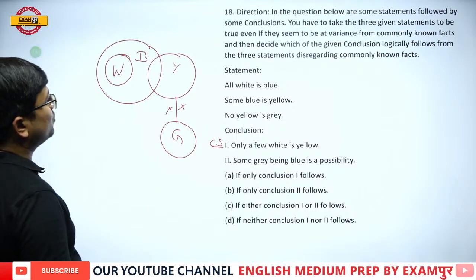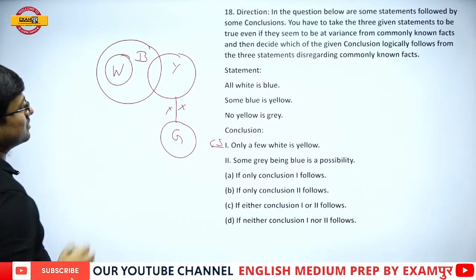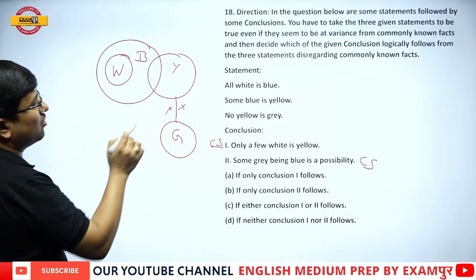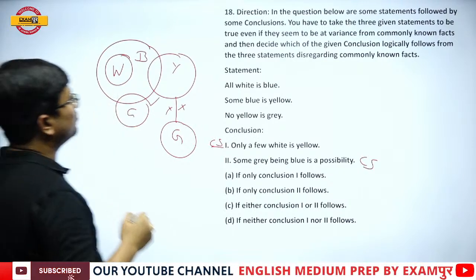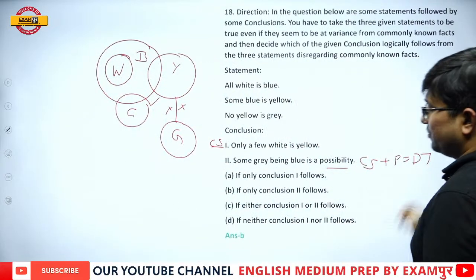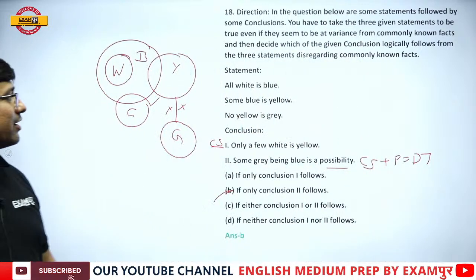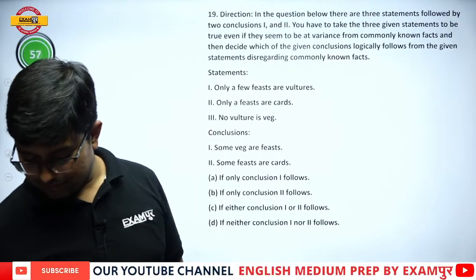Now, some gray being blue is can't say. Why? Because as of now, gray is not blue. But if I would have drawn blue in this manner, then some gray would have been blue. So, some gray is blue is can't say. Anything which is can't say plus possibility is true. And therefore, the right answer is option number B. Okay, next, solve this one.